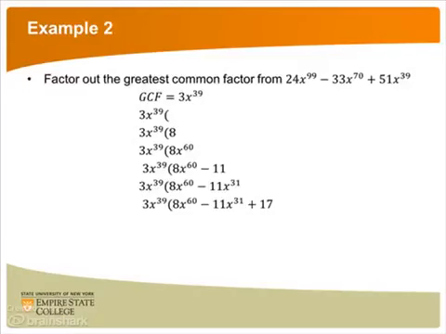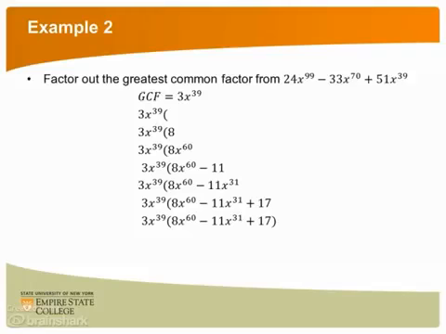3 divides into 51 17 times, so we write plus 17. We had x to the 39th power, but we divided all the x's out, so we are done, and we can close the parentheses. When we factor the greatest common factor out of 24x to the 99th minus 33x to the 70th plus 51x to the 39th, we have 3x to the 39th times the quantity, 8x to the 60th minus 11x to the 31st plus 17.